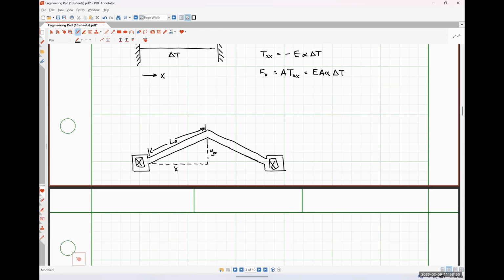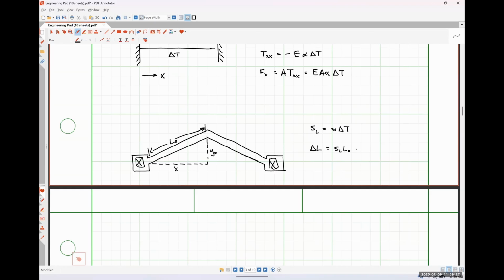So we should see that our strain is just going to be alpha times delta T, right? This thing can expand, so it's not going to be too bad there. And then our change in our length is just going to be our strain times L naught.